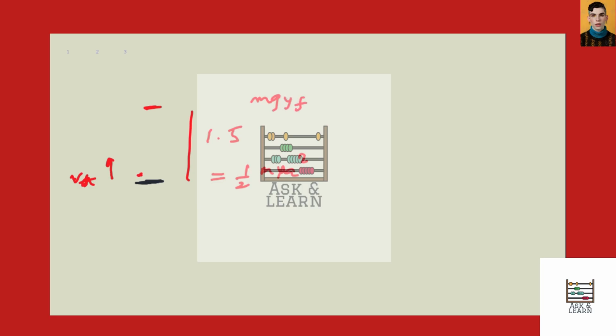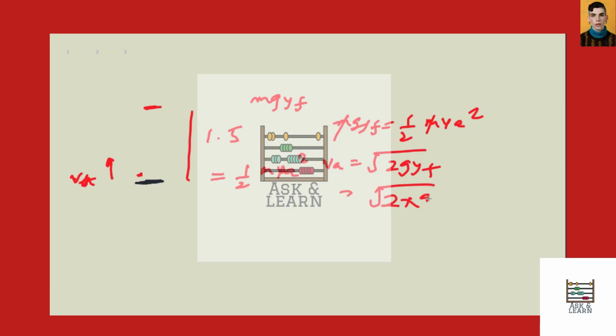If we equate these two energies, we get m g y final equals half m v after squared. The m cancels, so v after is equal to the square root of 2 g y final. If you solve that, the square root of 2 times 9.8 times 1.5, you will get 5.4 meters per second.